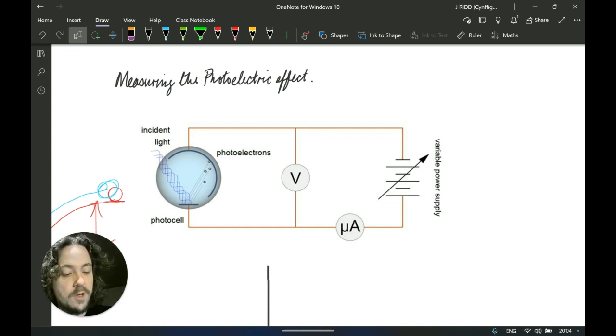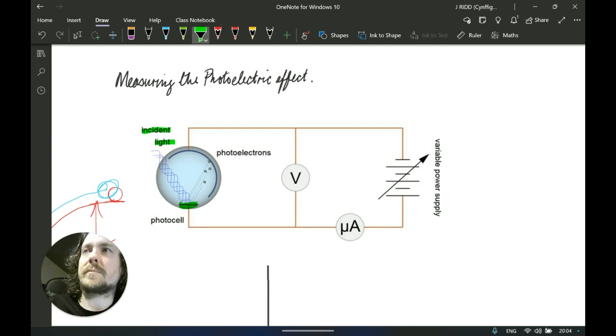In the photocell, we have a metallic plate, as you can see at the bottom here, and incident light. Now, for the photoelectric effect to happen, the incident light has to have photons that contain enough energy to cause the electrons to escape. Like in the previous example we looked at, it would have to be something like an ultraviolet light source shone on a zinc plate.